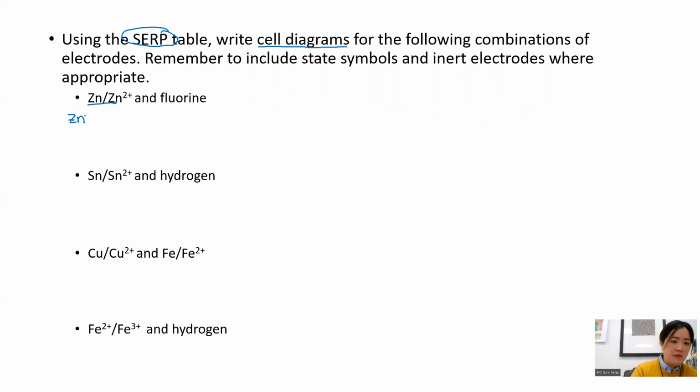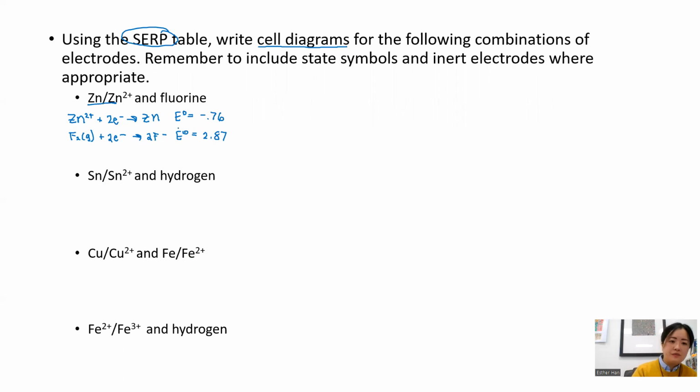So I'm looking up the reduction reaction happening to zinc, right? And I just find this on my table. Our potential for that is minus 0.76. For fluorine, on my table, this is the reaction that is occurring between fluorine gas turning into 2 fluoride ions, and the potential for that is 2.87, right? So these are both reduction reactions, but we know that one of them is going to be oxidation, right? You can't have 2 reduction reactions happening, then you don't have a flow of electrons, right?